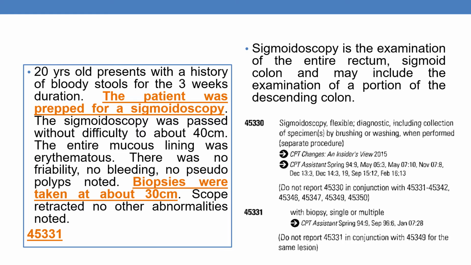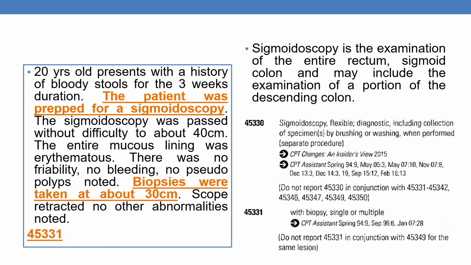Now let us see one more example. A 20-year-old presents with a history of bloody stools for 3 weeks. The patient was prepped for sigmoidoscopy. The sigmoidoscope was passed without difficulty to about 40 centimeters. The entire mucous lining was erythematous. There was no friability, no bleeding, no pseudopolyps were noted and biopsies were taken at about 30 centimeters. The scope retracted, no other abnormalities were noted.